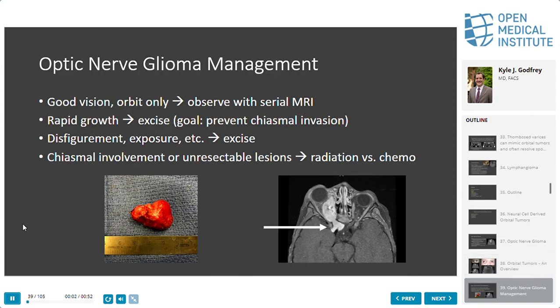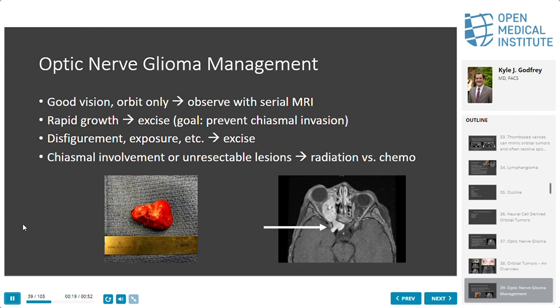Again, treatment's a little bit controversial, but depends on the tissue type. But in a young child with good vision who has no functional compromise from this, you don't want to biopsy the lesion because it's his optic nerve and you're going to cause vision loss, you're going to cause vascular problems. So these are ones you're just going to observe progressively over time with serial imaging.